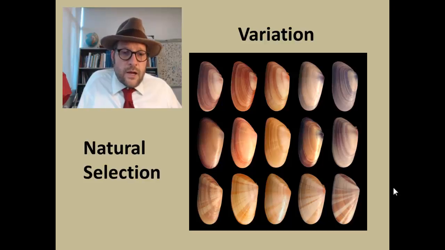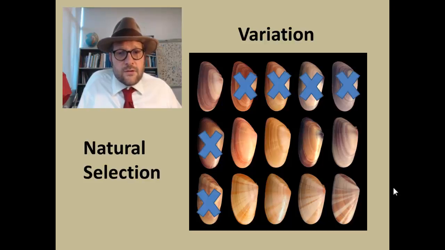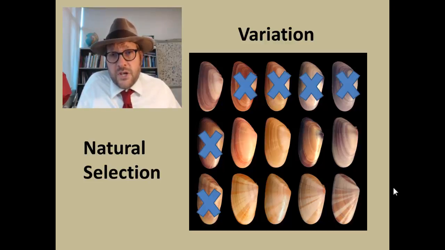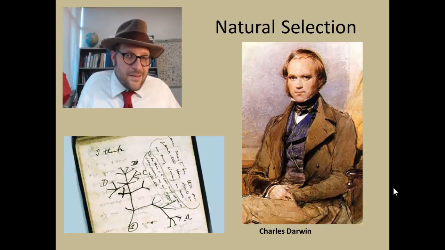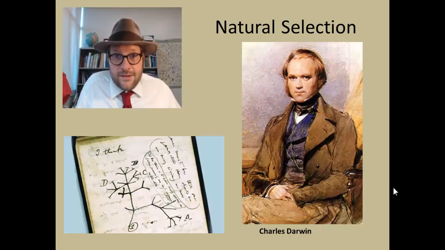If you introduce natural selection, it can select for certain individuals in the population, either for or against certain types of expressions of those phenotypes. And this is how evolution occurs, through the process of natural selection. And you might have heard of this guy named Charles Darwin, who came up with the idea of natural selection when he wrote The Origin of Species back in the 1850s.